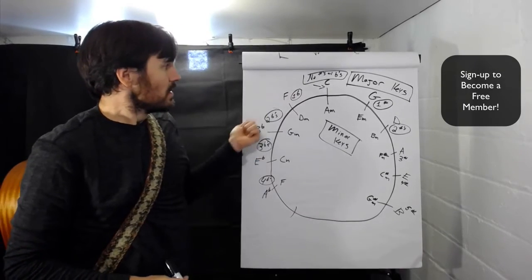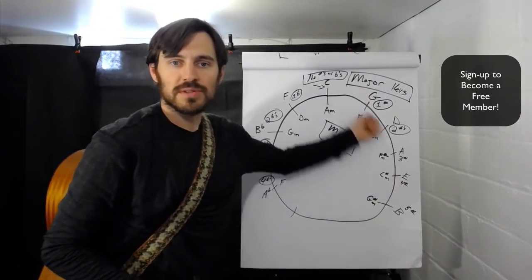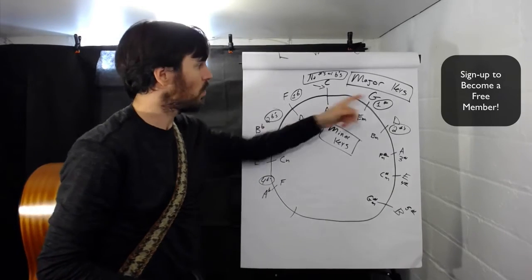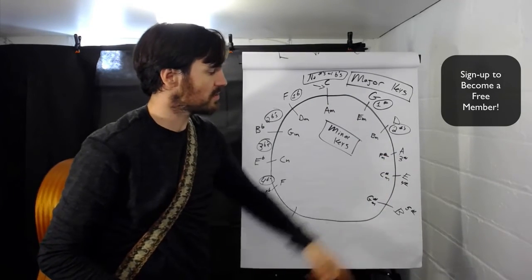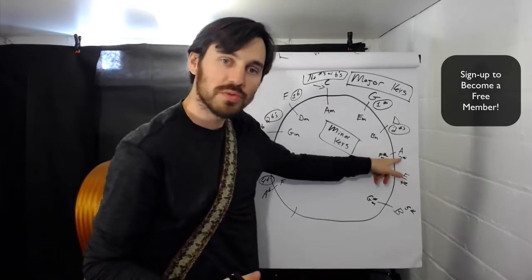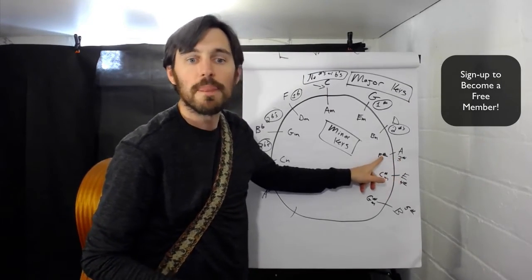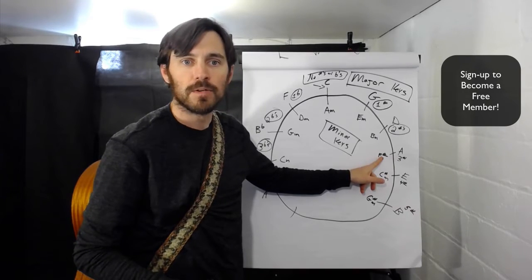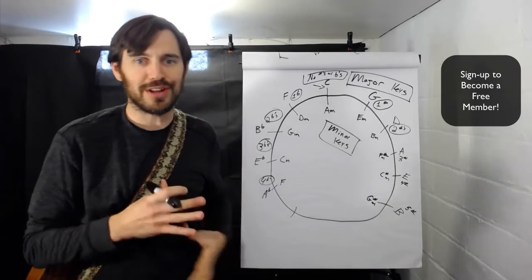So again, to the right, sharps. To the left, flats. 1 sharp, 2 sharps, 3 sharps, 4 sharps, 5 sharps. So I know, key of A, how many sharps? I look at my diagram, there's 3 sharps. What's the relative minor? F sharp minor. Okay? So that gets you started.